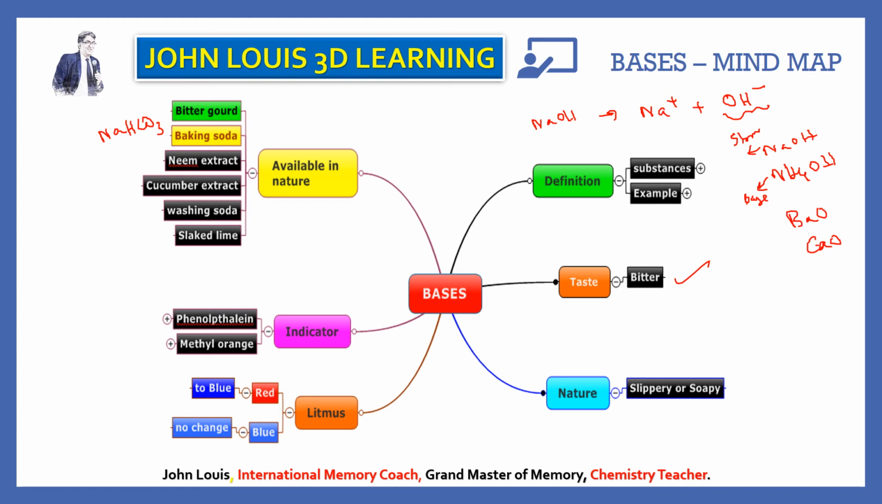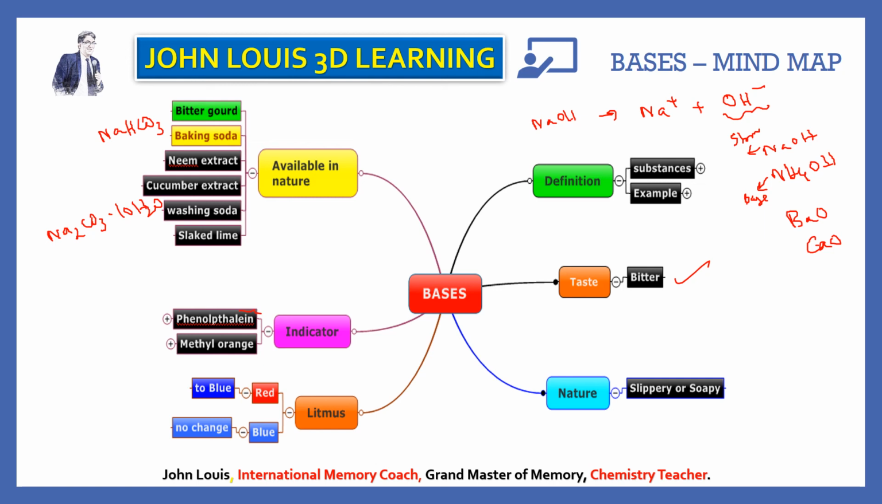The neem extract, you might know what a neem tree is, and the seed we get from the neem tree is very bitter in taste. Then cucumber, that is also bitter. Then washing soda. So what is washing soda? Na2CO3.10H2O is washing soda. They might ask you the formula: what is the formula for washing soda? Luckily, this year they have removed the preparation of all these salts. Therefore, they might not ask the preparation, but they will ask what washing soda is and what its use is. It is used even to convert hard water into soft water. Then slaked lime. See, all these things are naturally available bases.